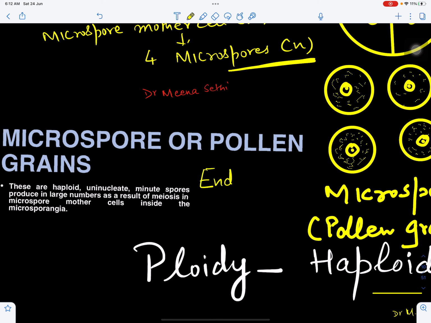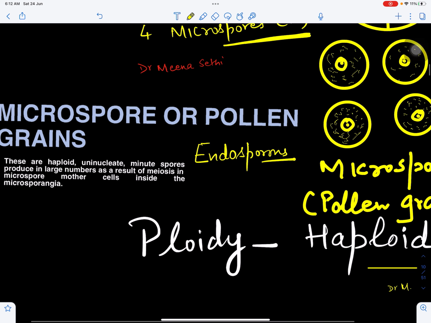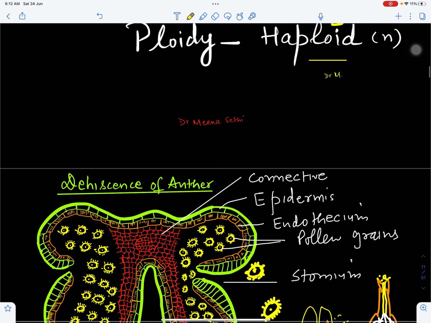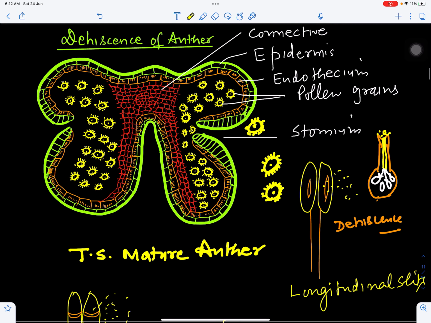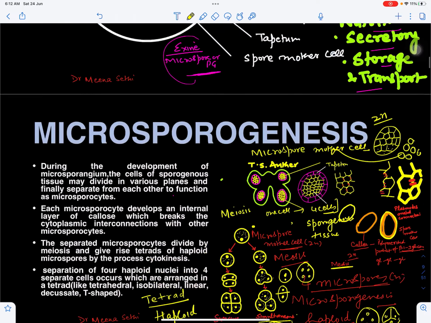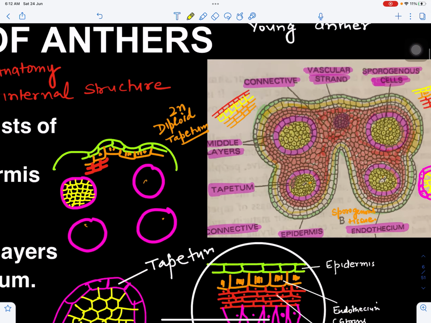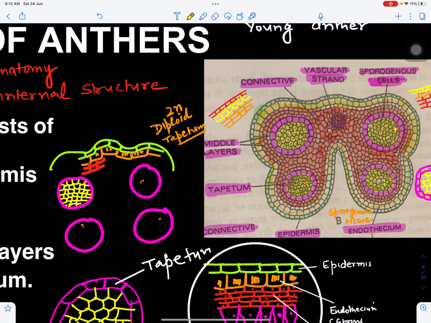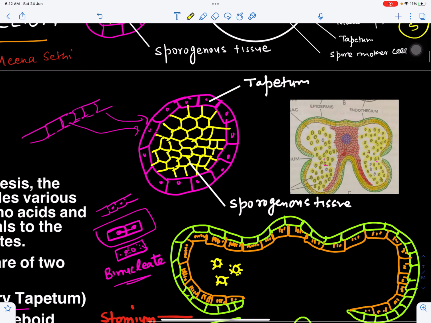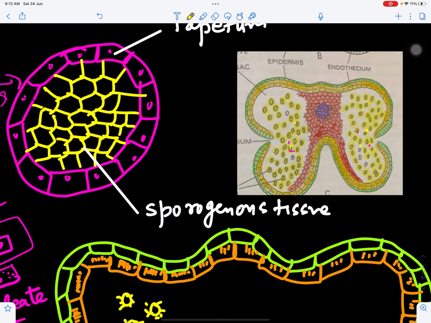So this development is also called endosporous. I mean, everything is happening inside. So this is called endosporous. This is the mature anther, where we have seen there were 4 groups of sporogenous tissue, right? Now when this sporogenous tissue has differentiated to form the spore mother cells, then spores, right? These layers will degenerate, right? So ultimately we will get a large number of pollen grains here. This part will remain intact and this part is here.